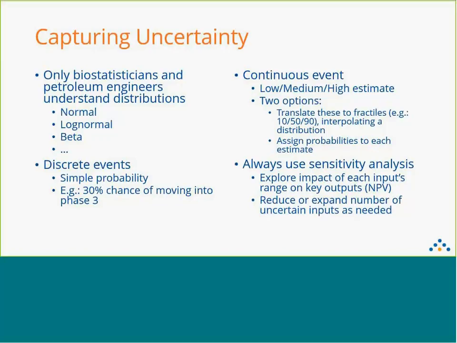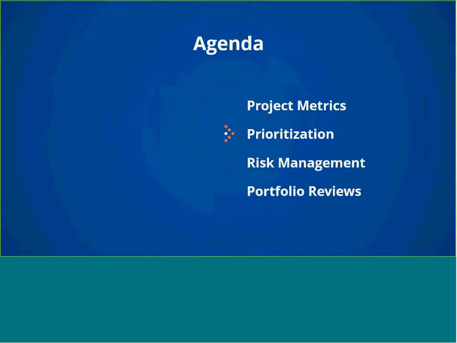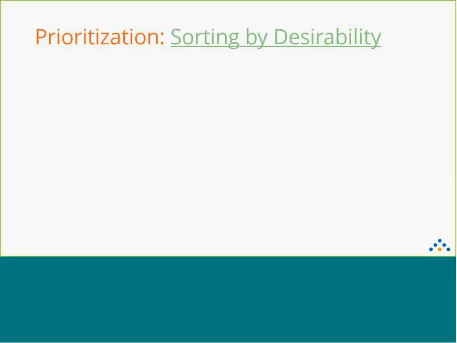So one key here as well is to always use sensitivity analysis and see for the inputs that have been provided and the ranges that have been provided, do they have an impact on the overall NPV or other metric of merit of this asset? And if they don't, you might be wise to think next round not to include quite as many uncertainties in your inputs. All right, moving along to prioritization.